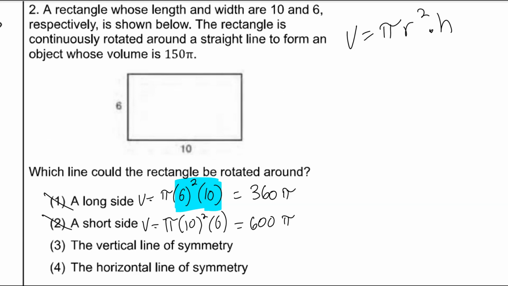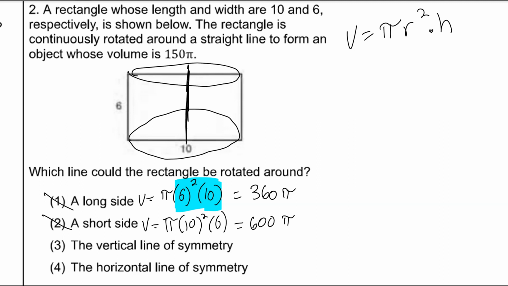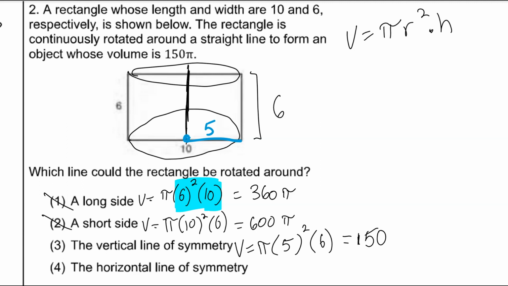The vertical line of symmetry, well, that would be right here. And if I rotate and spin it, like if I were to spin an envelope on a table, it would come around here and go back, and that would be the bottom base, and I'd have a top base there. So in this instance, my height would be 6, and my radius would just be half of 10, or 5. So I'll try substituting it again. Volume equals pi times my radius squared times the height. 5 squared times 6 is in fact 150. So that would be the line that works.